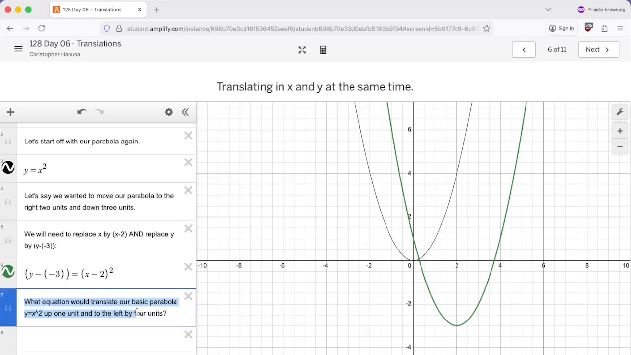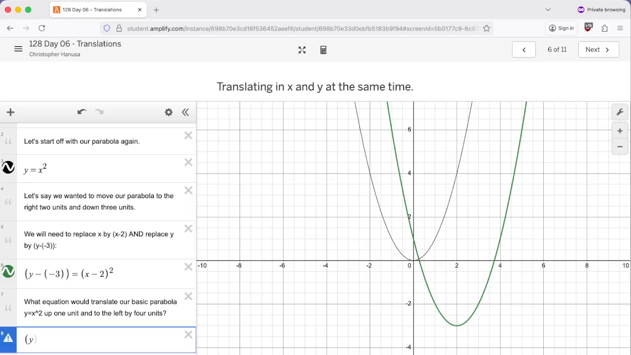So how would we do this if we wanted to translate our parabola up 1 unit and to the left by 4 units? Think about that. And let's do it now.